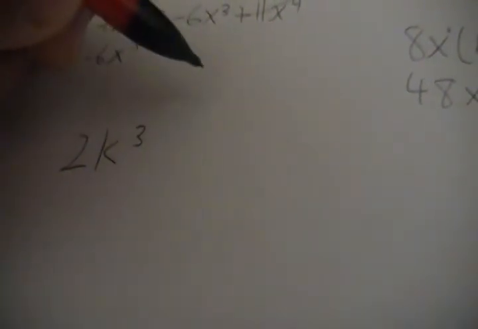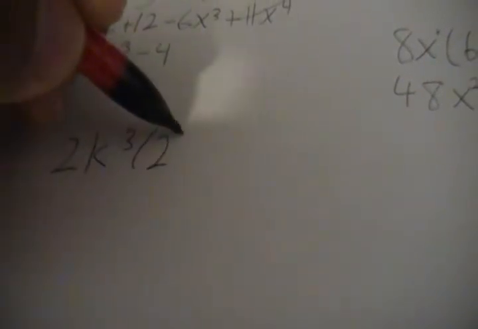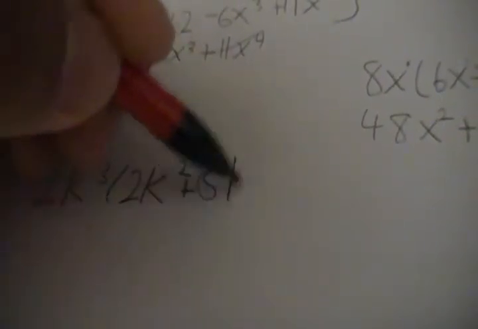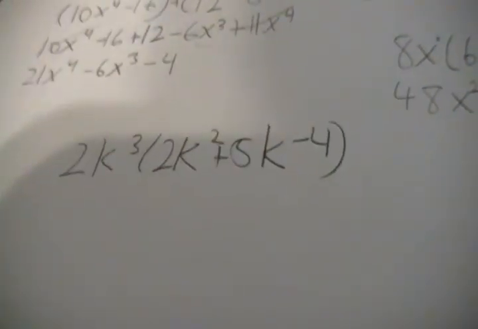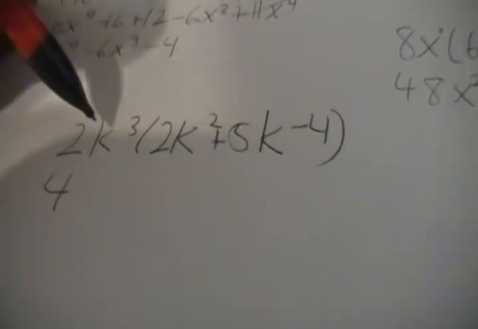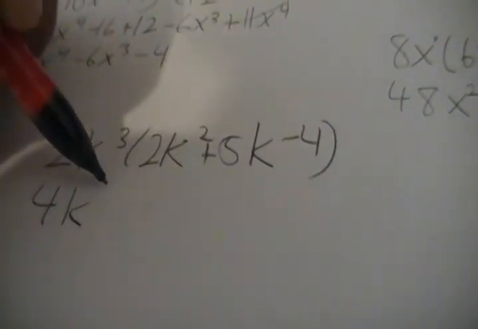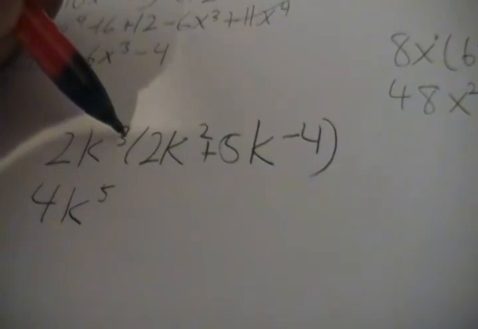2k cubed times 2k squared plus 5k minus 4. Alright, so we have to distribute these out. Alright, so 2 times 2 is going to be 4. Then k cubed times k squared is going to be k to the 5th power because we add 3 plus 2.